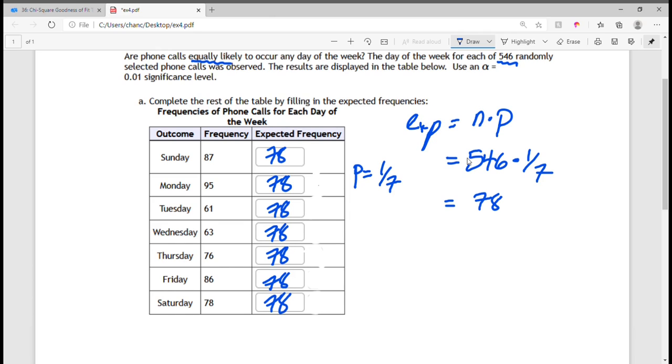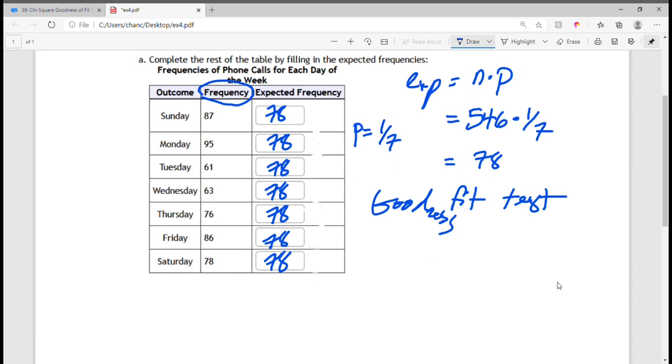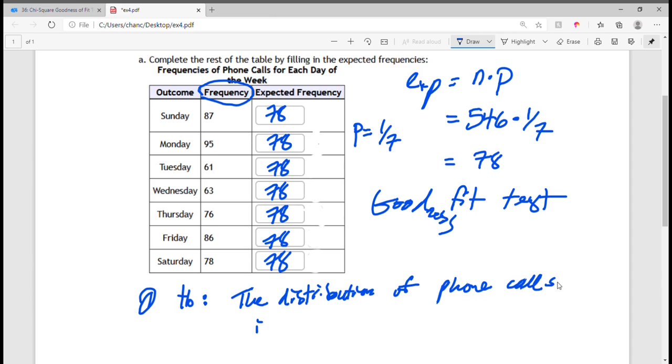Now there's only one hypothesis test that has frequencies in there, and that's the goodness of fit test. This is a goodness of fit test. So let's get started. We will start with step 1, the null hypothesis. For the goodness of fit test, the null hypothesis should be stated as a sentence. It's a little bit easier to state it as a sentence. We are going to say the distribution of phone calls is uniform, which essentially means there's no preference in the phone calls and the days of the week.